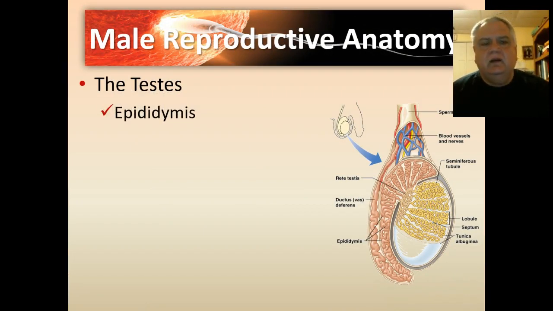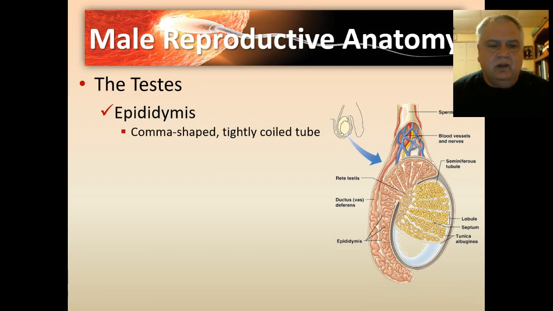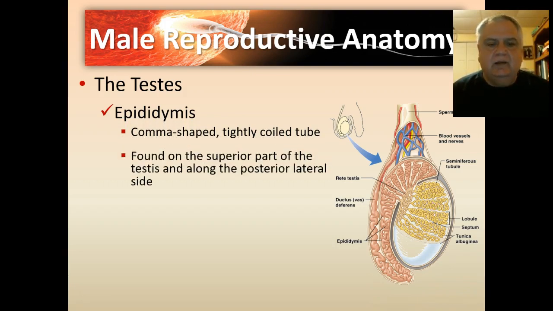Okay, moving ahead, next up, let's take a look at the epididymis. As I mentioned, it's a comma-shaped, tightly coiled tube, and it's found on the superior part of the testis, and it also runs along the lateral side. So we say it's superior and lateral.